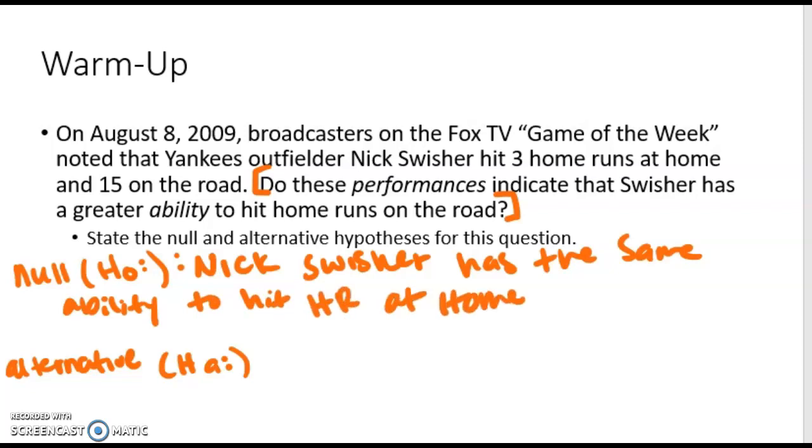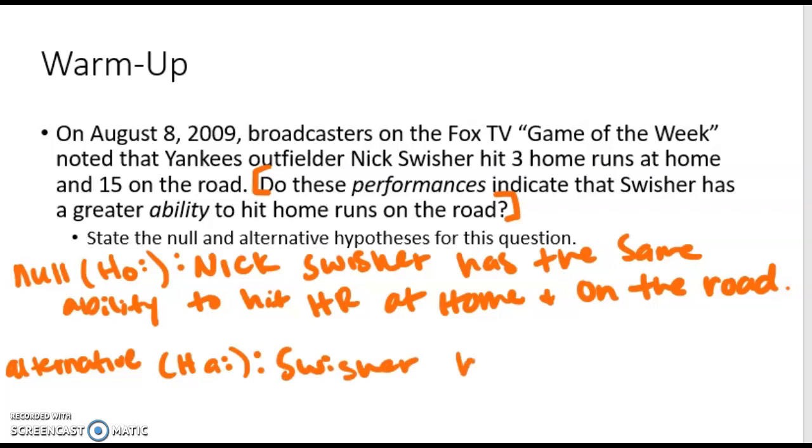Okay, long sentence. All right, and then the statement of change would be the greater ability on the road. So we're kind of just taking the question of interest and forming that into a statement. So Swisher has a greater ability to hit home runs on the road.